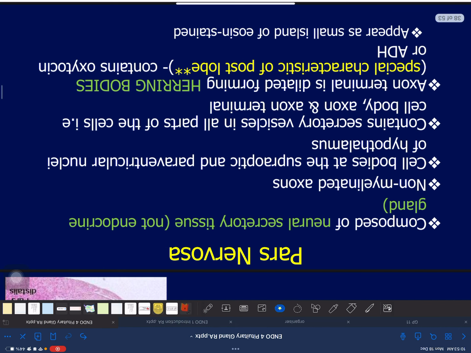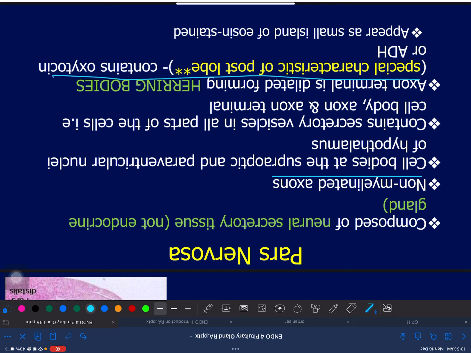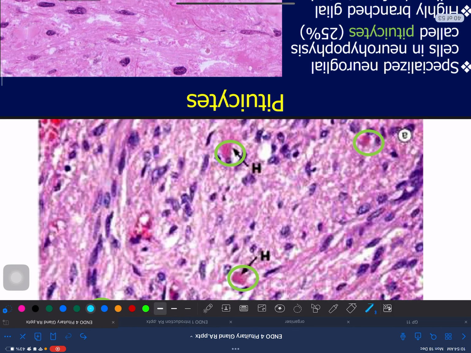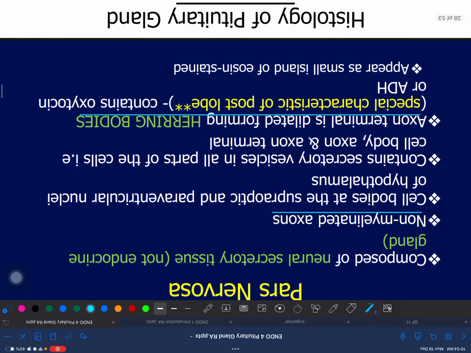Okay, pars nervosa, composed of neural secretory tissue. Okay, it's not an endocrine gland. Unmyelinated axons, with cell bodies at the supraoptic and paraventricular nuclei of the hypothalamus. Okay, the cell body at hypothalamus. Contain the secretory vesicles in all parts of the cell, for example cell body, axon, and axon terminal. Axon terminal is dilated to form the Herring bodies. Okay, so the Herring bodies are only present in the posterior pituitary gland. Okay, they contain oxytocin or ADH. It appears as small islands of eosin stain.